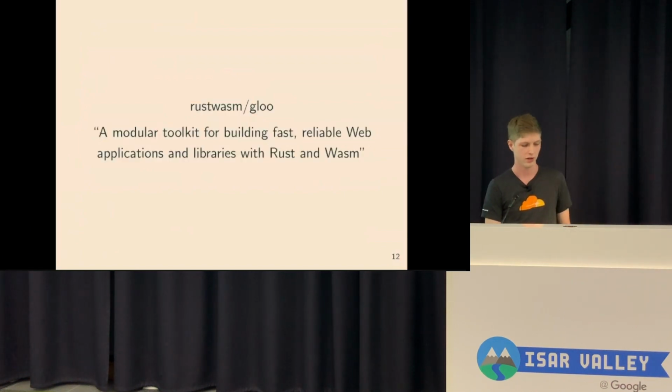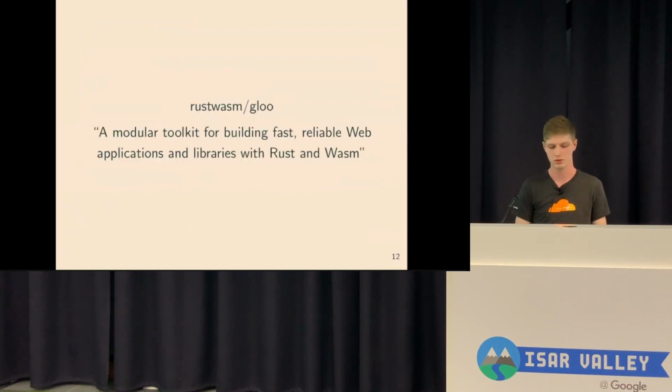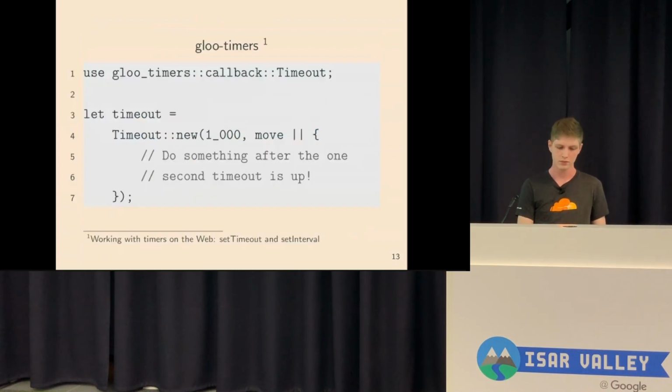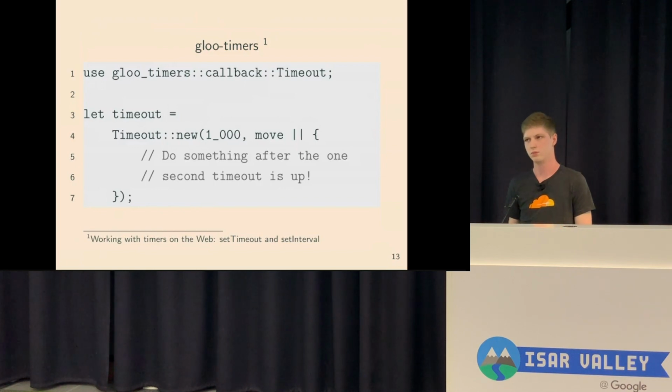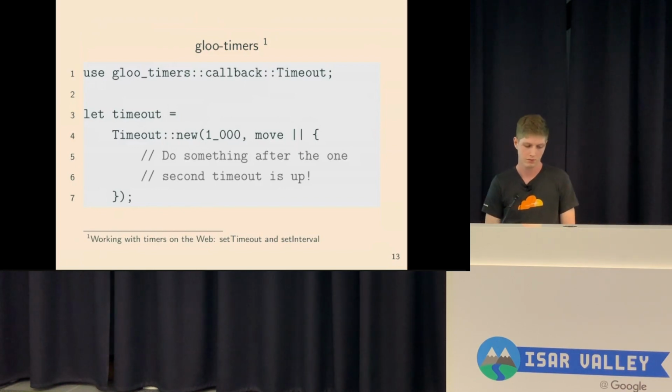The other one is a more high-level tool, which is called gloo. It has ways to interact with the console. It has ways to interact with timers and so on. It's really like a bigger, high-level standard library that you can use in Rust to target JavaScript features. So one of them is you can use timers. If you want to use the JavaScript setTimeout, it's just like this in Rust. You import the gloo crate, and then just set a timeout, pass a closure, and that's it. It's really simple.